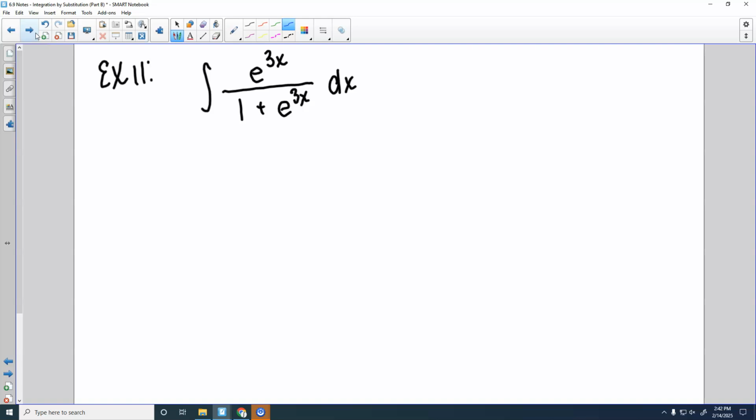And we've got the integral of e to the 3x over 1 plus e to the 3x. What do you guys think we should use as the u? The denominator. Very good. So u is going to be 1 plus e to the 3x. The derivative of that: derivative of 1 is just 0, it goes away. Derivative of e to the 3x is e to the 3x, except you've got to use a little chain rule here and multiply by 3. And then you have the dx with that.